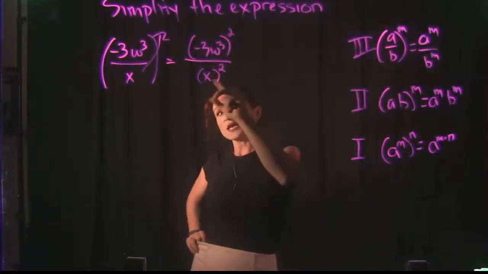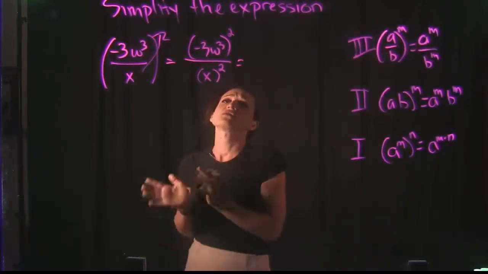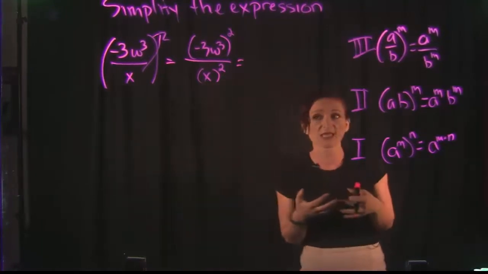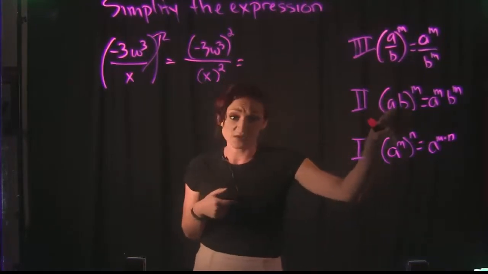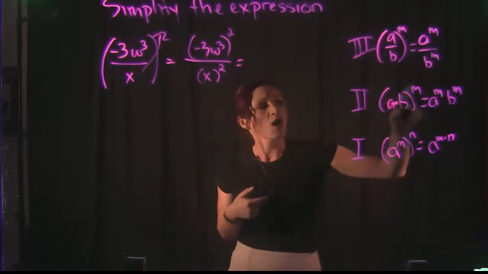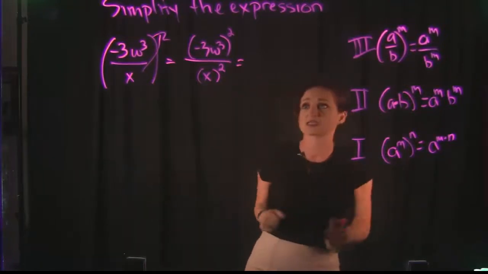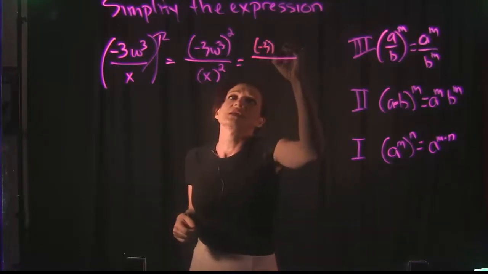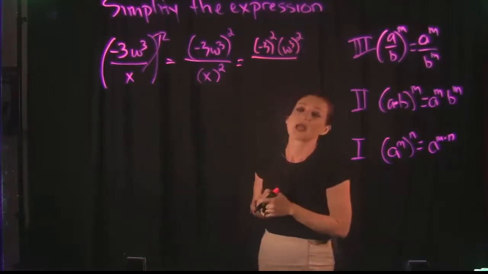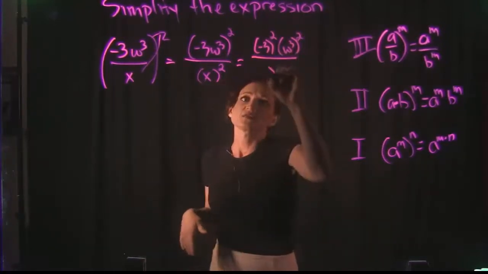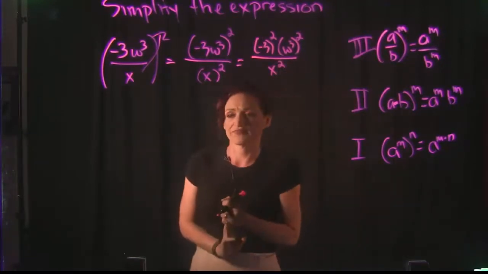And then we need to take a look at each one of those individually and see what else we can do. Because in the numerator, we have negative 3w cubed all raised to the second. Now that's power rule 2. Power rule 2 says when you have multiple things on the inside of the parentheses that are getting multiplied, all being raised to an exponent, everything inside those parentheses gets raised to that exponent. So that means negative 3 gets raised to the second, and w cubed gets raised to the second. Now, in the denominator, x raised to the second power is just x squared. Nothing too crazy going on with that one.